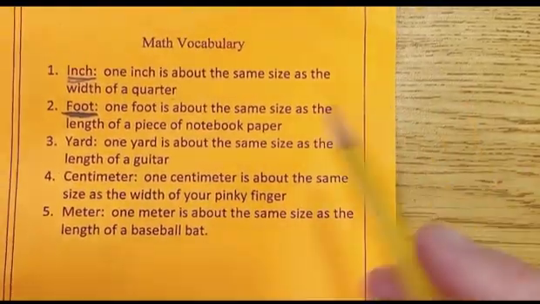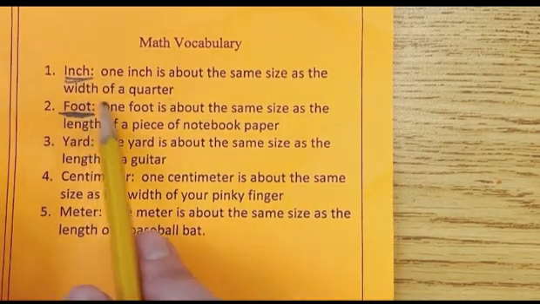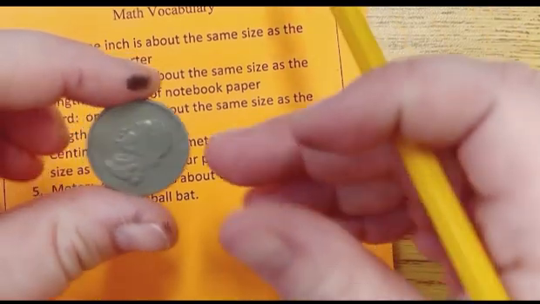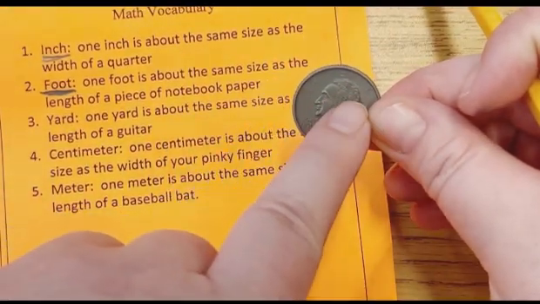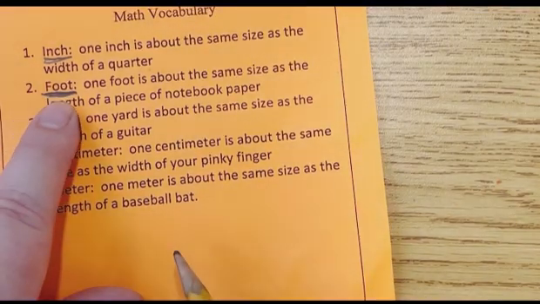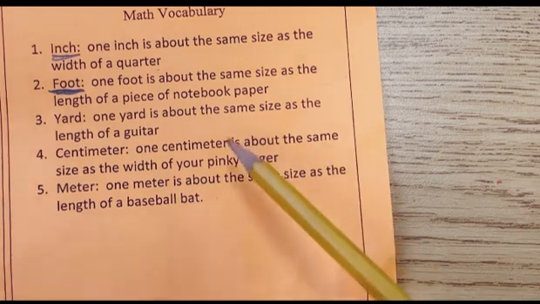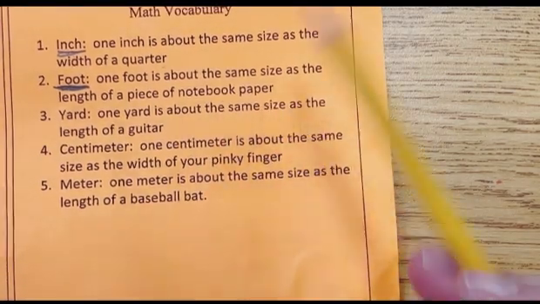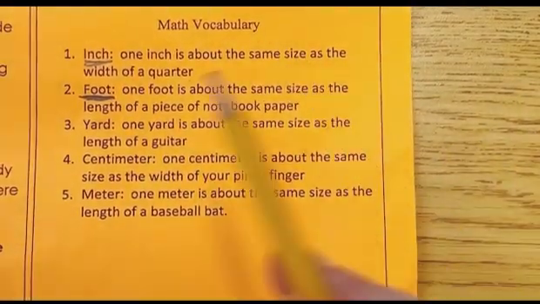Okay, our math vocab, an inch. 1 inch is about the same size as the width of a quarter. And Asher was nice enough to bring me a quarter to show you. That's about an inch long there. A foot is about the same size as the length of a piece of notebook paper. Now you can imagine about the size of a length of a notebook paper. That is about a foot.